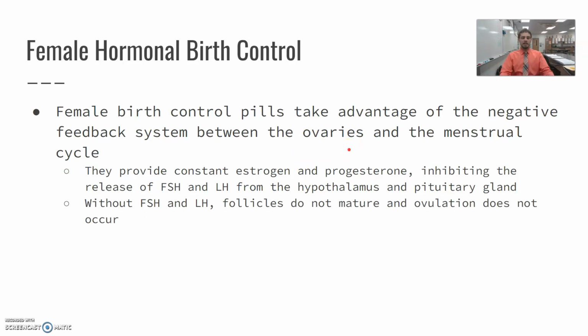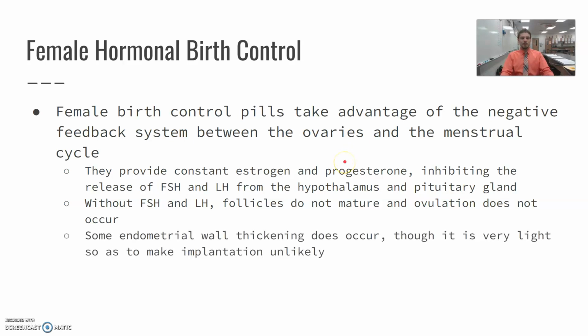So without FSH and LH, because they're being inhibited, those follicles are not going to mature. Ovulation is not going to occur. And so if you don't have ovulation, you don't have an oocyte that is available for fertilization. You do get some endometrial wall thickening during this time on hormonal birth control. Typically, though, it's very, very light. And so even if ovulation did occur for some reason, and fertilization did occur for some reason, implantation would be unlikely because there's not a good base of endometrium in that uterus to properly house the fertilized zygote.